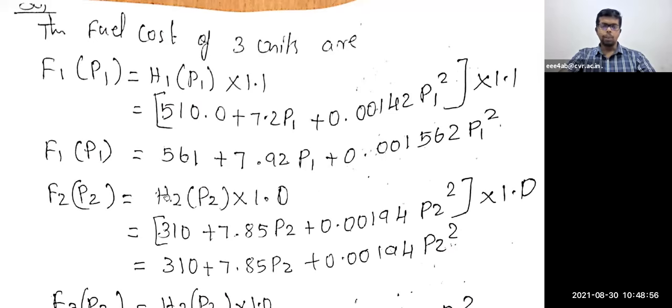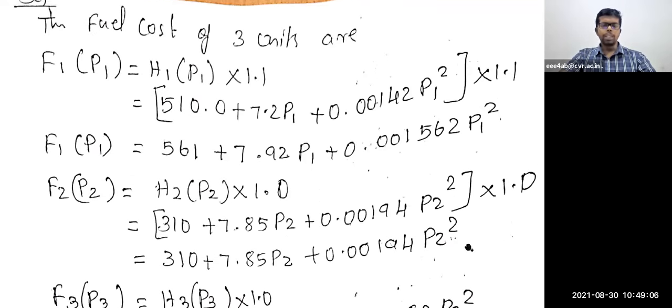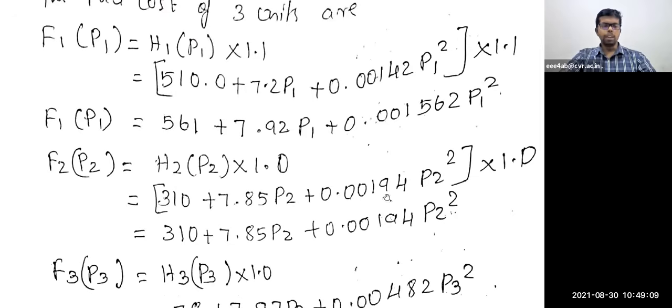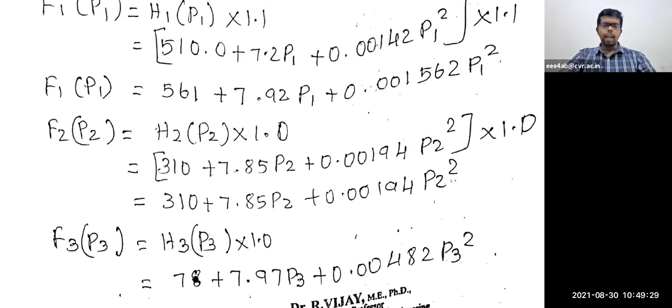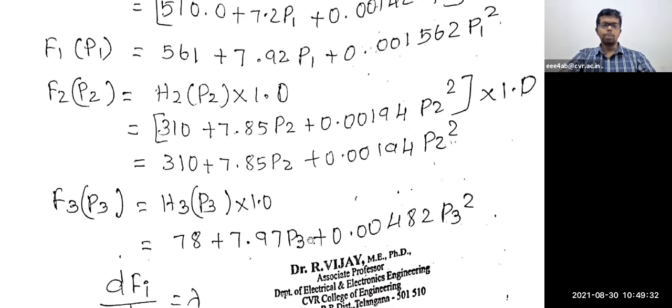Similarly, the fuel cost of the second generating unit, F2 of P2, is equal to H2 of P2 into 1.0. So 1.0 is the fuel cost of the second generating unit. Whatever heat rate is given into 1.0 gives almost the same answer. Next, the fuel cost of the third generating unit, F3 of P3, is equal to H3 of P3, the heat rate of the third generating unit, into the fuel cost given in the problem. This also gives the same answer.